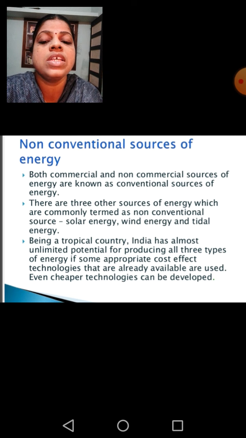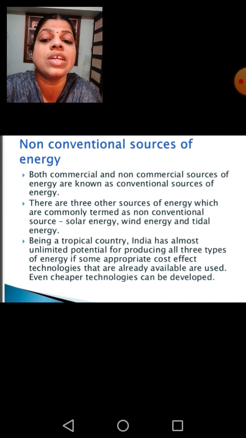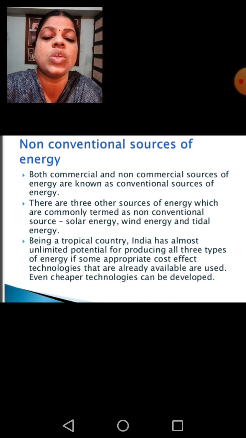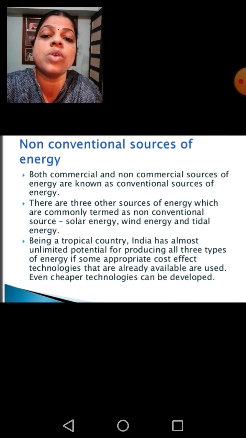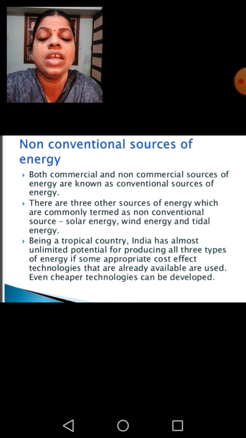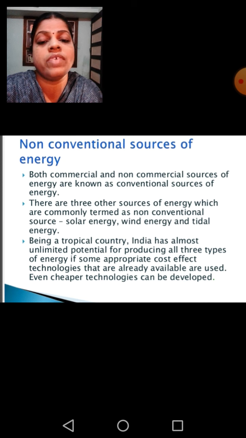And these commercial and non-commercial sources of energy are also known as conventional sources of energy. There are three other sources of energy which are commonly termed non-conventional sources. Which are they? Solar energy, wind energy and tidal energy. Being a tropical country, India has almost unlimited potential for producing all three types of energy, if appropriate cost-effective technologies that are already available are used. Even cheaper technologies can be developed.